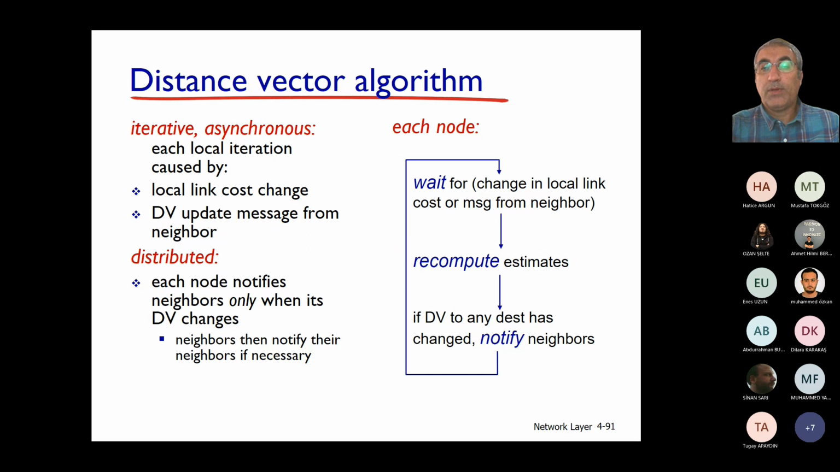So how does this algorithm work? You wait for a change in the local link cost or a message from a neighbor. If there's such an update, you need to recompute estimates. And if the distance vector to any destination has changed, you need to notify your neighbors.